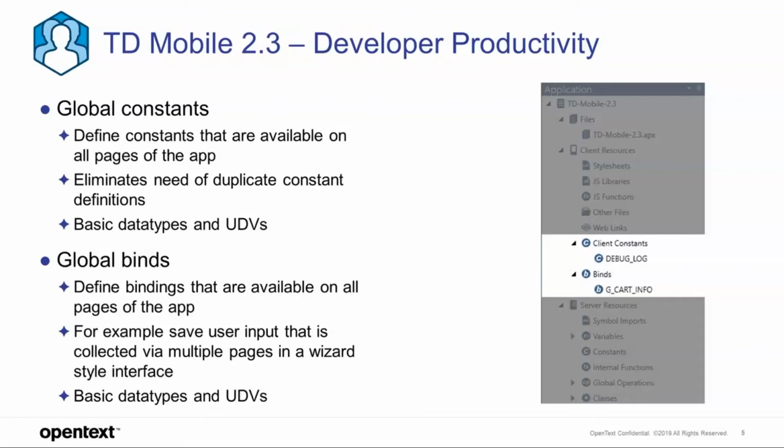Basically, the same thing as global binds. You can define binds that are available globally for every page, and you can access the values of that bind on every page. And for both the global constants and the global binds, you can use the basic data types and user-defined variables, so you can create your own data classes that can be accessible on every page on the client side.